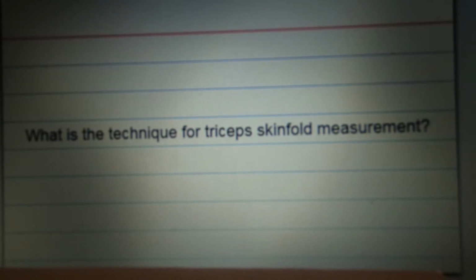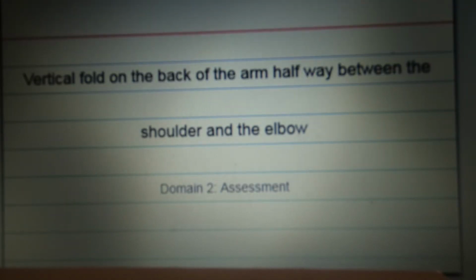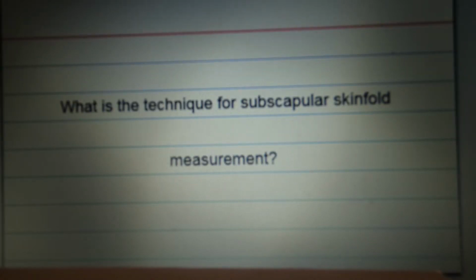What is the technique for triceps skin fold measurement? Vertical fold on the back of the arm halfway between the shoulder and the elbow. What is the technique for subscapular skin fold measurement?